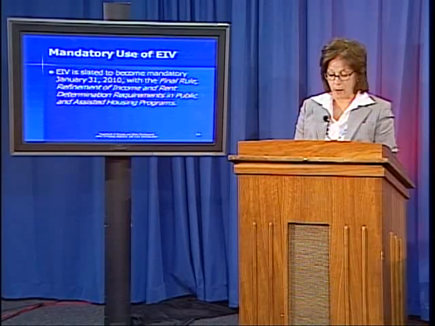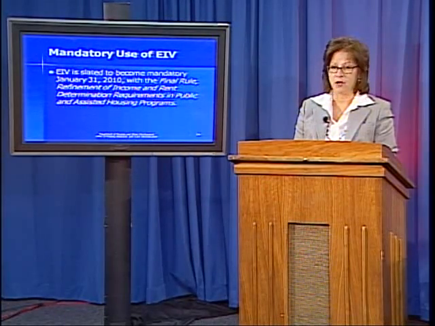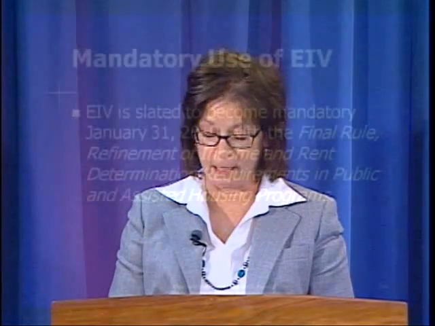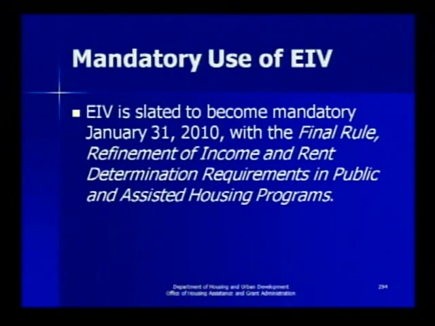Mandatory use of EIV. We will be primarily speaking about the mandatory use of EIV since that date is coming rather quickly now. EIV is slated to become mandatory on January 31 of 2010, and that's with the final rule, refinement of rent of income and rent determination requirements in public and assisted housing programs. As Gail mentioned, you must get EIV access, and EIV must be used from that point forward, January 31.